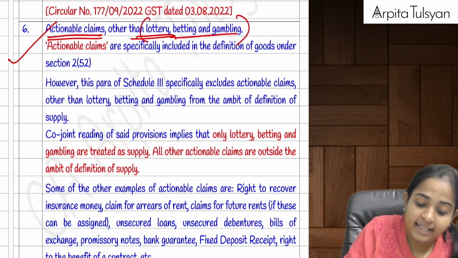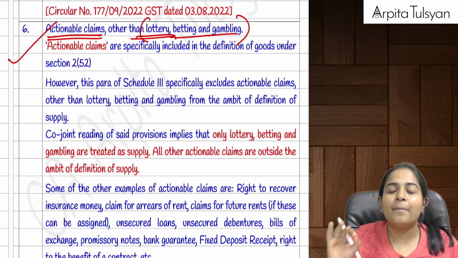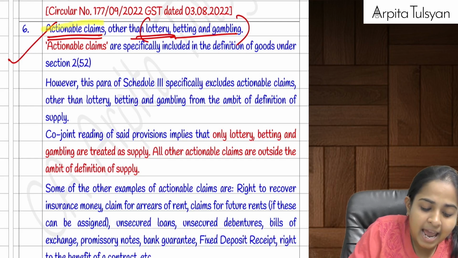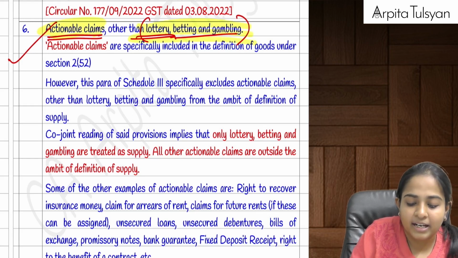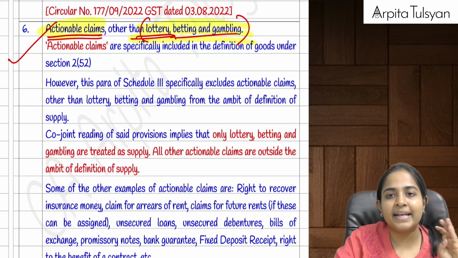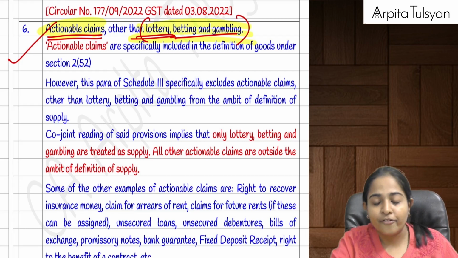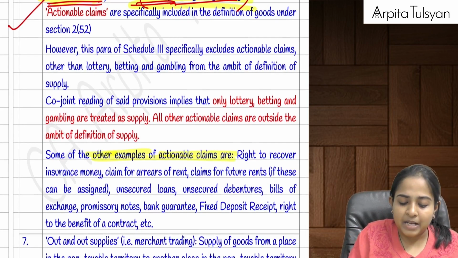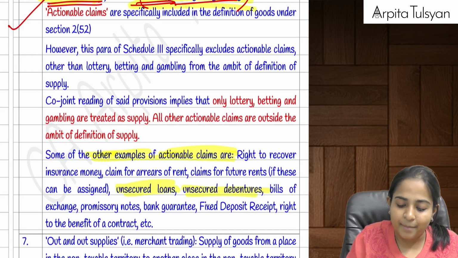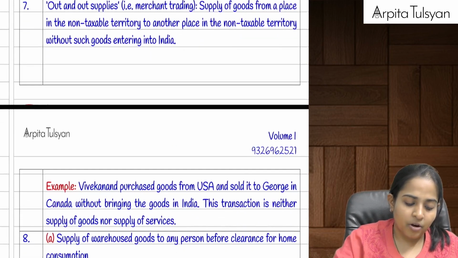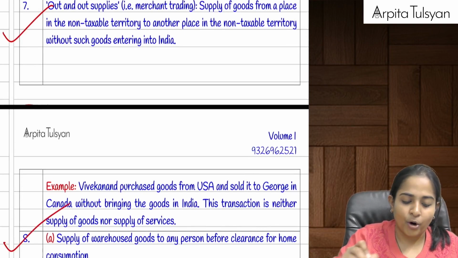But lottery, betting and gambling will be liable to GST. They have specifically told you here actionable claims other than lottery, betting and gambling, so they have kept it very, very clear. Lottery, betting, gambling is going to come under the purview of GST, but actionable claims apart from this, like unsecured loans, unsecured debentures, bills of exchange, bank guarantee, fixed deposits, etc., are not liable to GST. Then the last 2 points here, everyone, the 7th point and the 8th point.